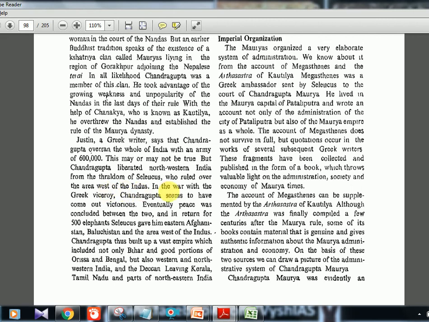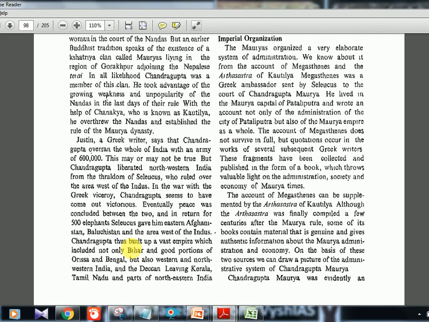In this war with the Greek viceroy, Chandragupta seems to have come out victorious. Eventually, peace was concluded between the two, and in return for 500 elephants, Seleucus gave him eastern Afghanistan, Balochistan, and the area west of the Indus. So all these territories were ceded to Chandragupta, and in return 500 elephants were taken back to Greece.